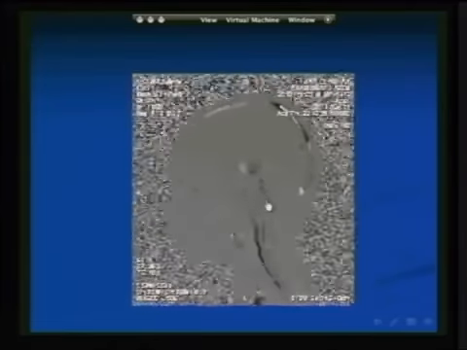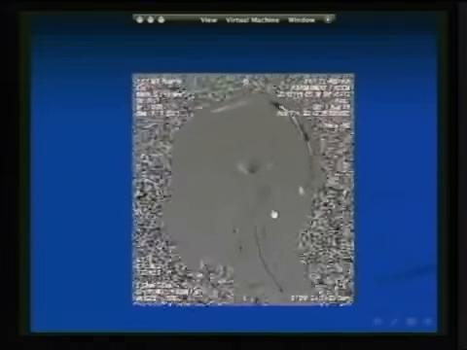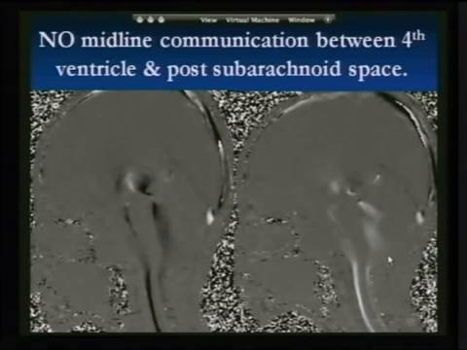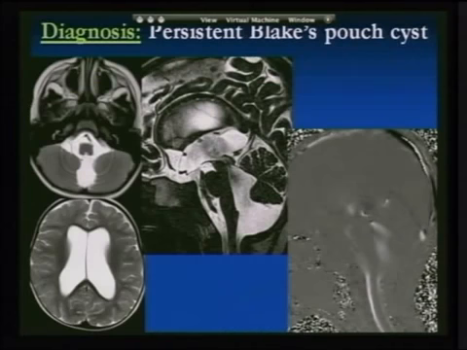Performing phase contrast, we notice that the aqueduct is patent, the fourth ventricle is patent, but no communication at all between the fourth ventricle and the subarachnoid space in the posterior fossa, showing no flow at all. So with no midline communication between the fourth ventricle and the posterior subarachnoid space, the diagnosis of persistent Blake's pouch cyst was settled.